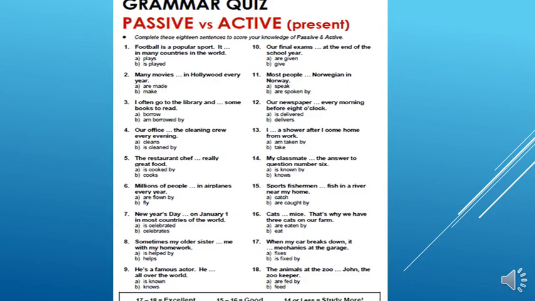14. My classmates dash the answer to question number 6. Of course, it's my classmate knows the answer. The doer of the action is already mentioned, the classmate.